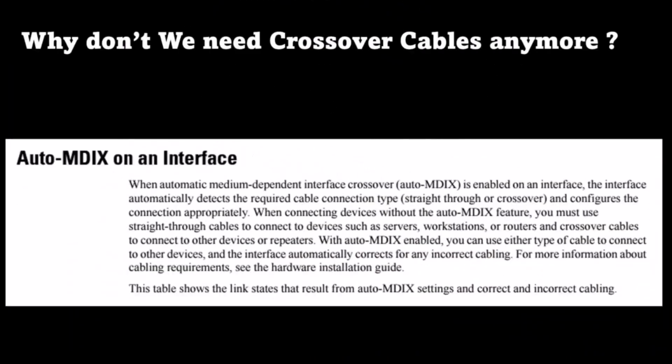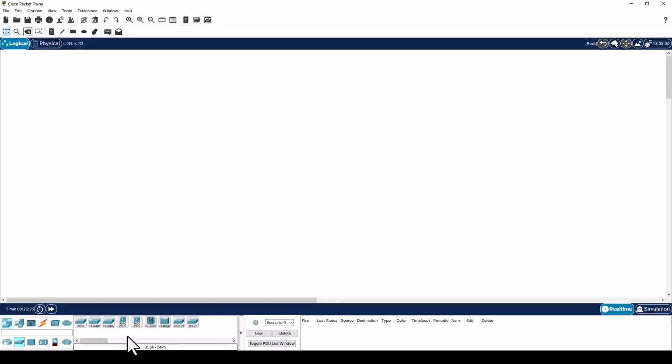This automatic cable detection feature on the Cisco switch port is called Auto MDIX, which means Automatic Medium Dependent Interface Crossover. This feature is enabled on the Cisco switch on all the ports by default. So let's go to Packet Tracer and see how this works. Let me put some devices here. Let's connect them together using different kinds of cables.